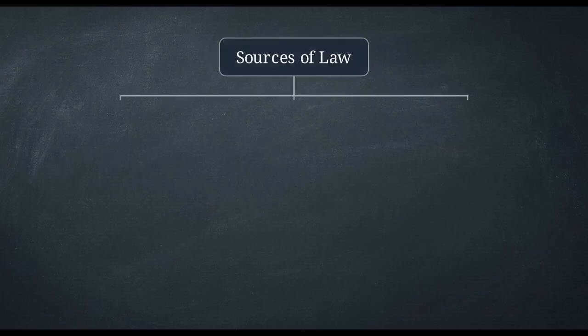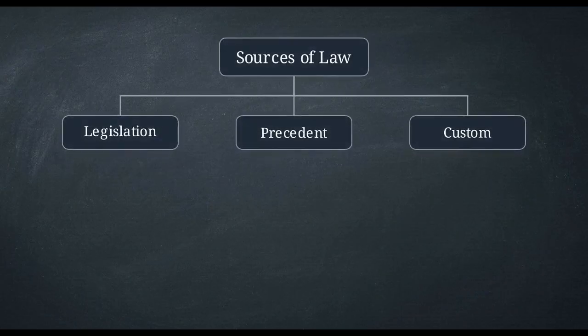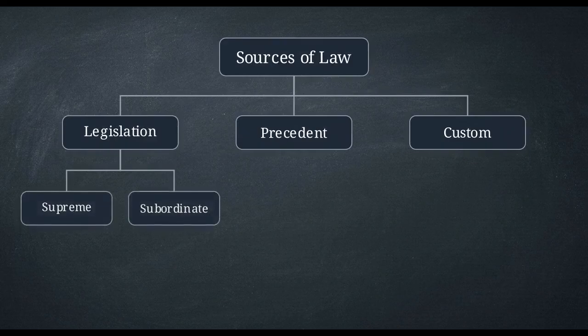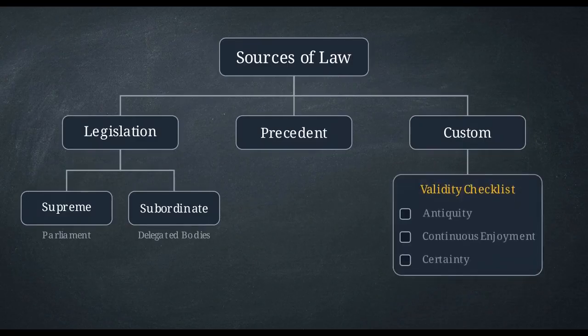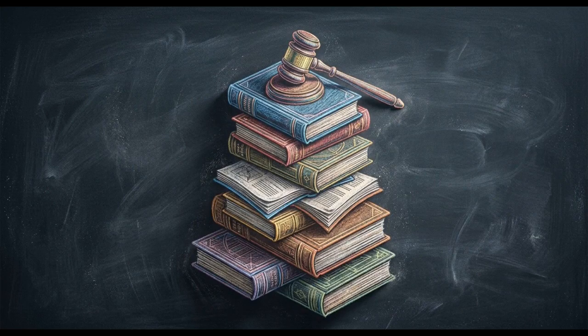This decision tree maps sources of law. Legislation splits into supreme, made by Parliament, and subordinate, by delegated bodies. Custom is the oldest. To gain force of law, it must pass a checklist: antiquity, continuous enjoyment, and certainty. In common law systems, the central engine of rulemaking is precedent, governed by the doctrine of stare decisis, to stand by what has been decided.